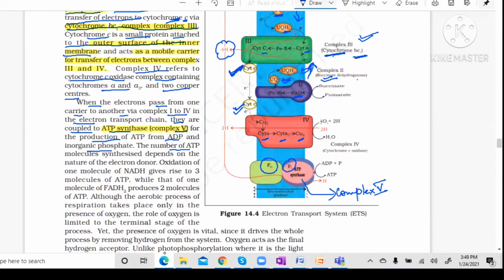Now, the number of ATP, how many ATP molecules will be synthesized? It all depends upon who is the electron donor. Please focus: one molecule of NADH gives rise to 3 ATP, while one molecule of FADH gives rise to 2 ATP. So who is the electron donor? It all depends upon that. NADH will give rise to 3 ATP and one molecule of FADH gives rise to 2 ATP.